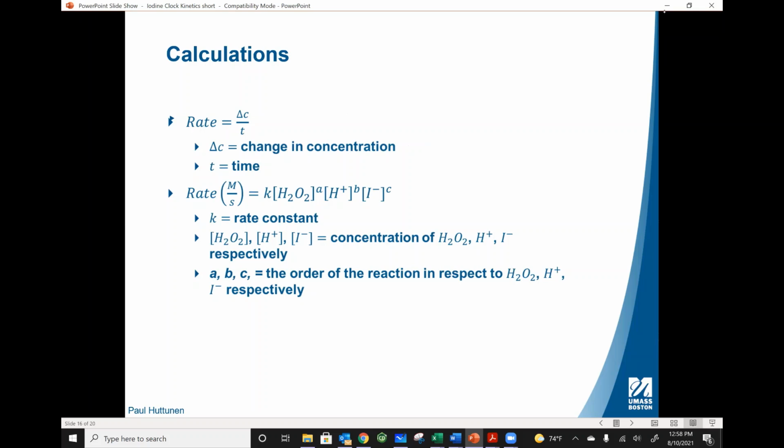Okay, so some of the calculations that we're going to do. So the rate is the change in concentration over time. K is the rate constant. The brackets signify concentration of something. And A is going to be the order of the reaction.